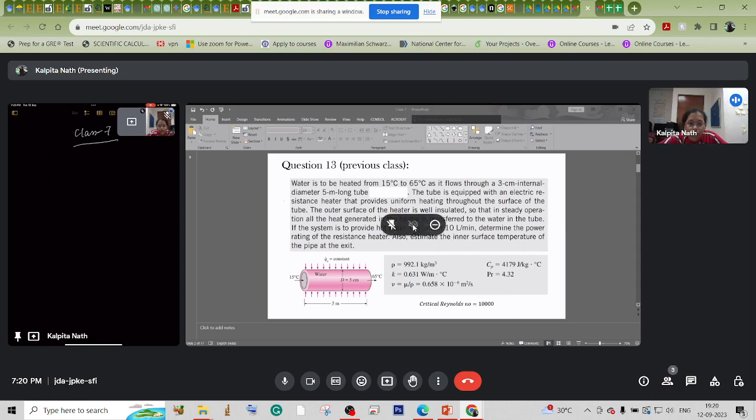If the system is provided hot water at a rate of 10 liter per minute, determine the power rating of the resistance heater. So we have to find the power that is transferred by the heater that keeps a constant surface heat flux, and also the inner surface temperature of the pipe at the exit.